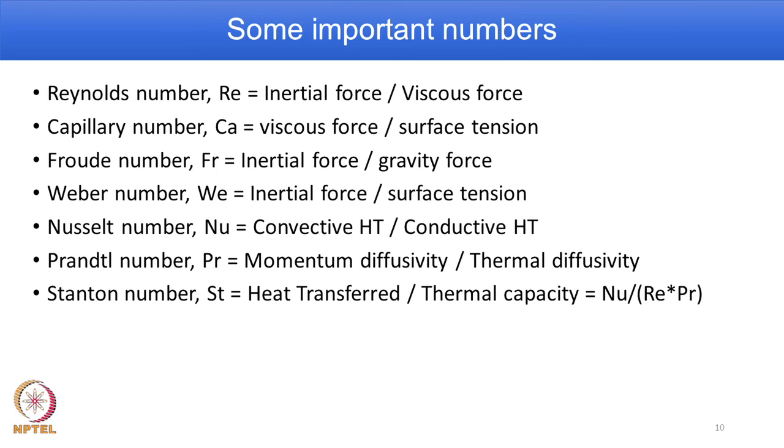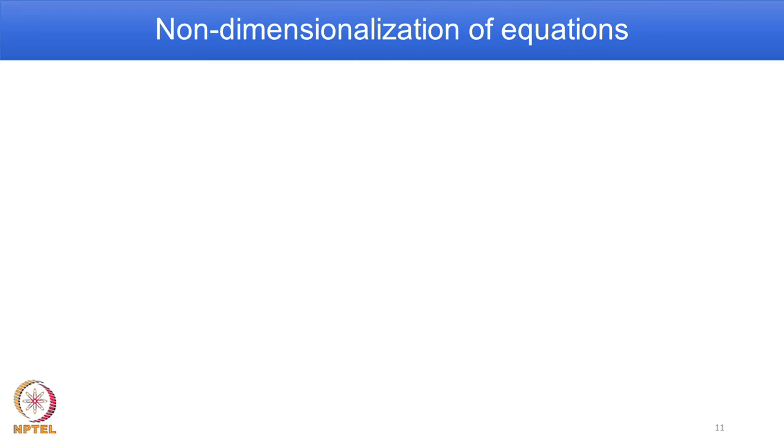There is one more number, what is known as a Stanton number, which is defined based on heat transfer to thermal capacity, and it is also related to Nusselt number and Prandtl number as given here: Nu in the numerator, and in the denominator Re multiplied by Pr. As I mentioned before, there are many more non-dimensional numbers for different problems. So, we have seen the importance of non-dimensionalization and some important non-dimensional numbers.